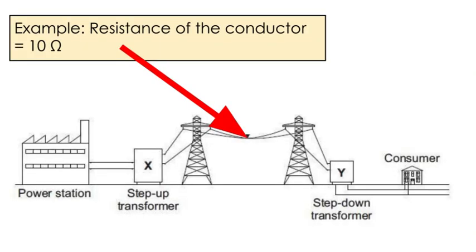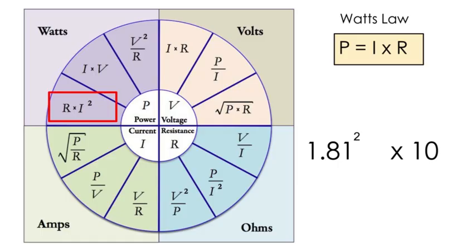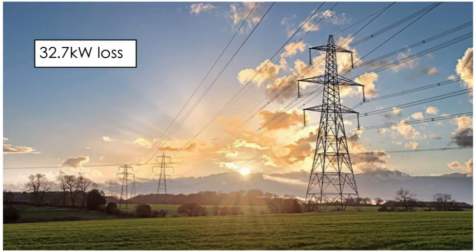So for example, the resistance of the conductor is 10 ohms in this scenario. If the resistance is 10 ohms on the conductor, let's work out how much power we're going to lose along the way. We'll use this formula and square the current, then multiply it by the resistance. So 1.81 amps squared times 10 ohms is 32.7 kilowatts, or 32,700 watts. 32,700 watts is considered a minimal power loss over a long distance within the national grid's scope.